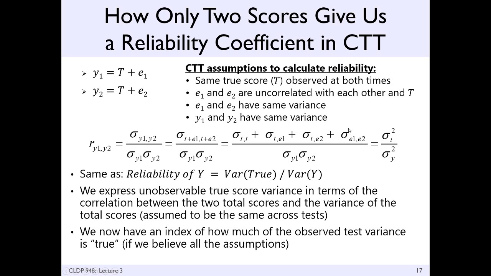The errors are supposed to be uncorrelated, so that thing goes away. True score and error is supposed to be uncorrelated, so that thing goes away, and that thing goes away, and we end up with this. So we have to assume the same trait is being measured. We have to assume that the E's have the same variance across time. The outcomes have the same variance across time. The E's are unrelated to each other, and the E's are unrelated to the true score. If you buy all of that, then you can say that the correlation between two single outcomes is the proportion of true variance.